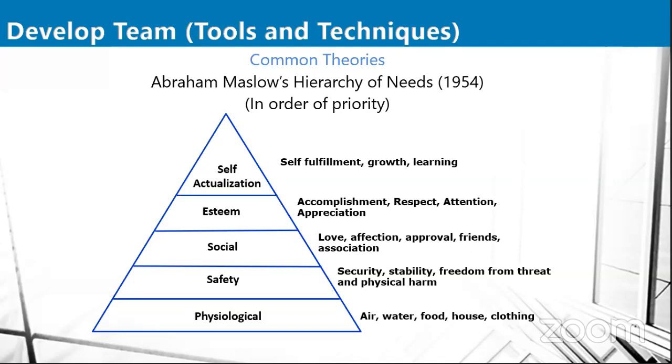Everybody needs safety. Safety, you talk about job security, of course. You have stability in the job, freedom from threat and physical harm. Some staff don't like bosses that are shouty, that want to shout at them and impose their authority on them. You have those set of staff that don't want that. Of course, people have social needs also. People need love, affection, approval, friendship, association.